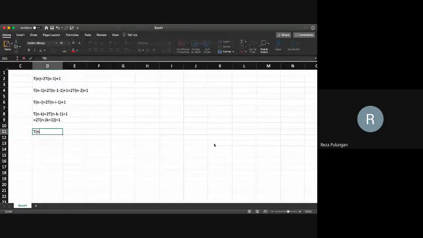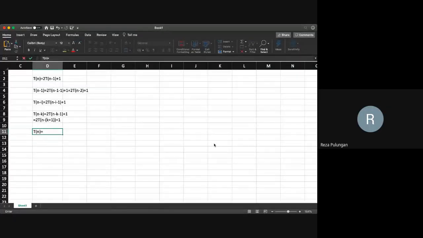So the pattern that you have is this one. Tn is equal to 2 to the power of k, Tn minus k plus 1, plus 2 to the power of k plus 1 minus 1. This is the pattern that you know.